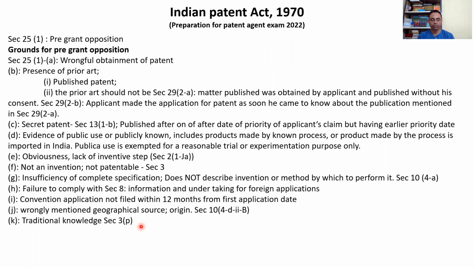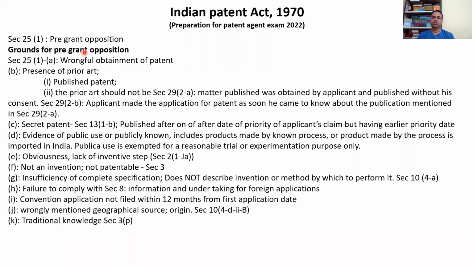If you read in the book, section 25, pre-grant oppositions, very long sentences are there. So what I did, I have put it in very short language: wrongful obtainment, presence of prior art, secret patent, evidence of public use, obviousness, not an invention, not patentable, insufficient complete specification, failure to comply with section 8, convention application not filed within 12 months, wrongly mentioned geographical sources, and traditional knowledge. So these are the grounds for pre-grant opposition. And you will definitely get some questions on this.